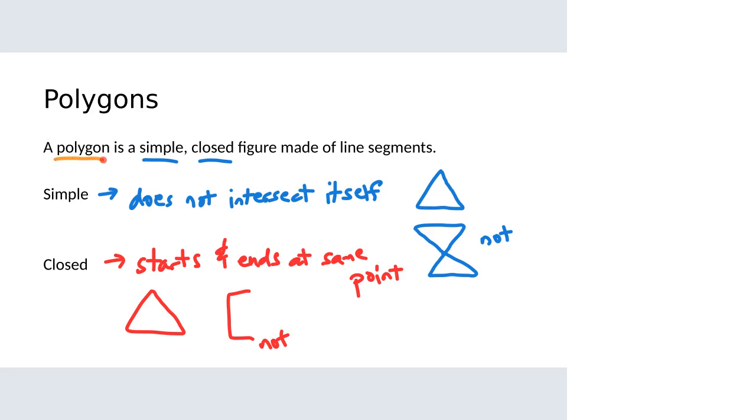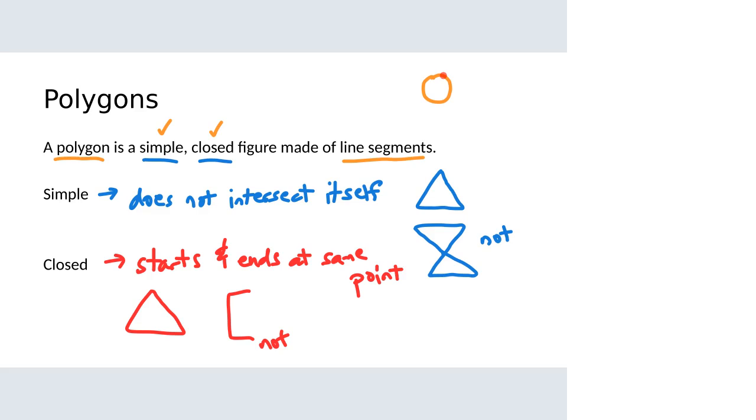And so now we can define a polygon as a simple closed figure made of line segments. We haven't talked about that line segments part yet. The reason we mention line segments is because that right there, that circle, you could argue, well, that's simple, it doesn't intersect itself. It's closed, starts and ends at the same point. Wouldn't that be a polygon?